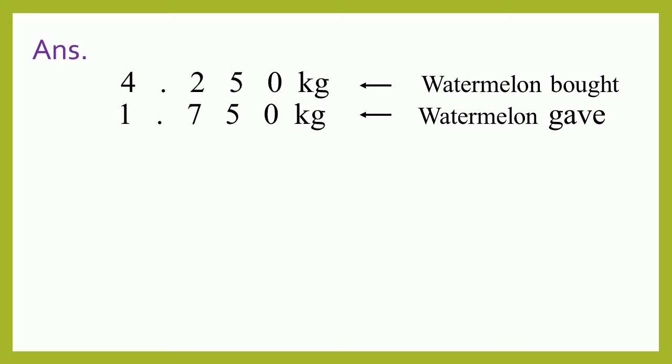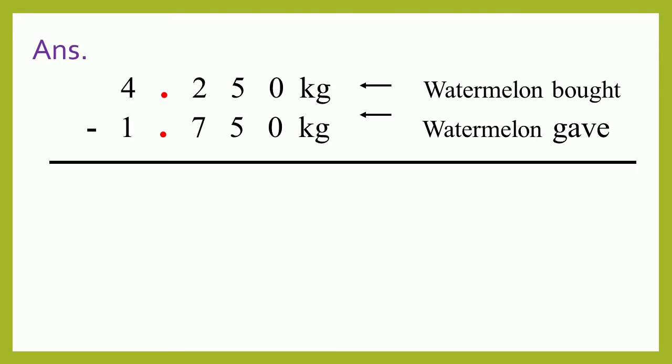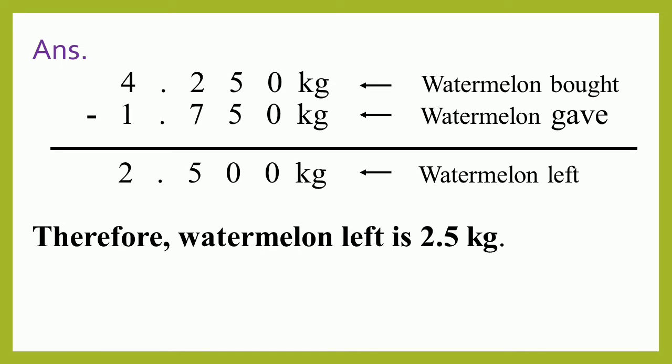For that we will take care of the point. So we will put the points one below the other, place the digits correctly, and subtract both numbers. So 0 minus 0 is 0, 5 minus 5 is 0. We can't subtract 7 from 2, so we will take a carry. So 12 minus 7 is 5. Since 4 has given a carry, there is 3, and 3 minus 1 is 2. So the answer is 2.500 kg.